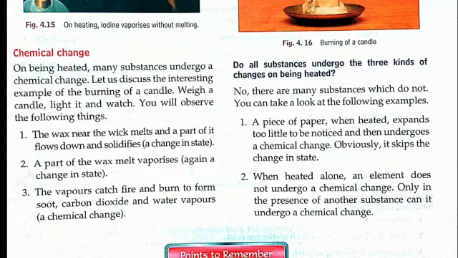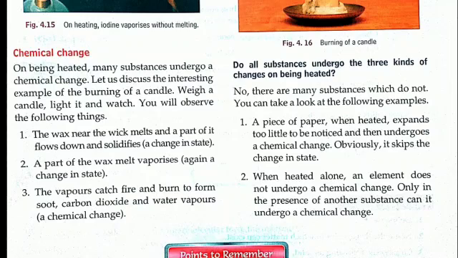Second, part of the melted wax vaporizes. When you observe the candle carefully, the wax on top will first melt and then change into vapor, and you can see smoke coming out. Again, a change in state is observed. Third, vapors catch fire and burn to form soot, carbon dioxide and water vapor.